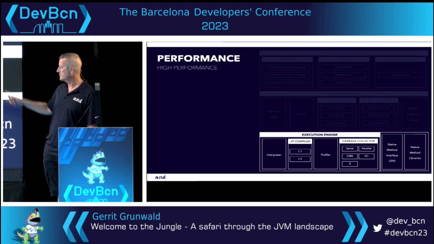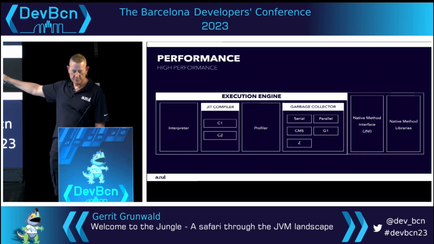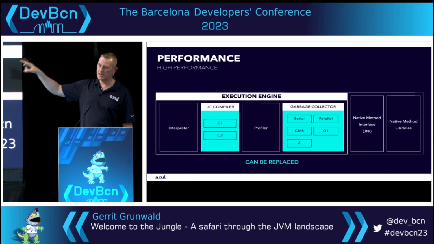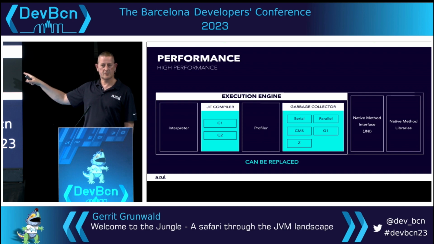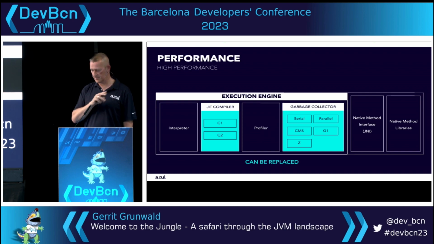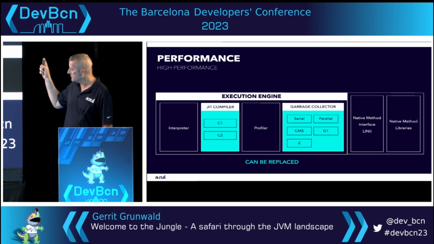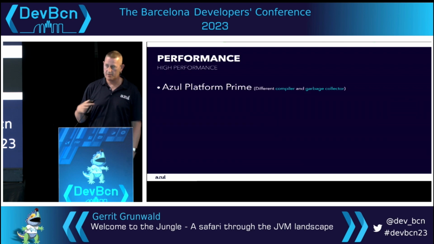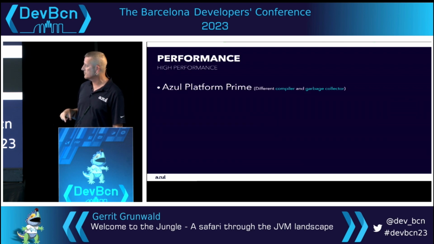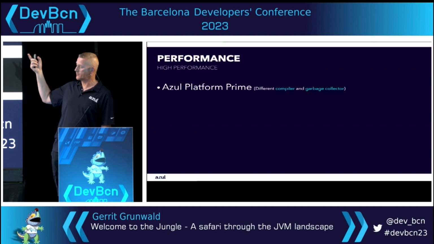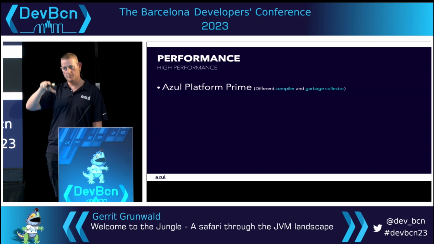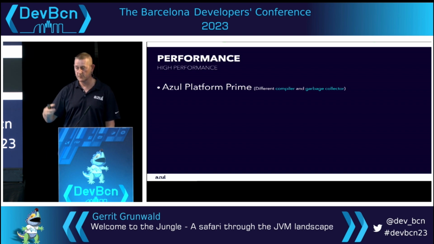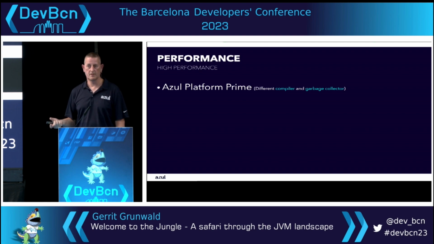The interesting part is this one, specifically these two parts. Because the JIT compiler and the garbage collector, you can exchange with other stuff, right? And it can still be TCK compliant. If it passes all the tests there, that's fine. So you have to know this one, because if we talk about high performance, then we have, for example, our own JVM, which is called Platform Prime, where we exchange the compiler with our own compiler, which is faster. And we also exchange the garbage collector with our own one.